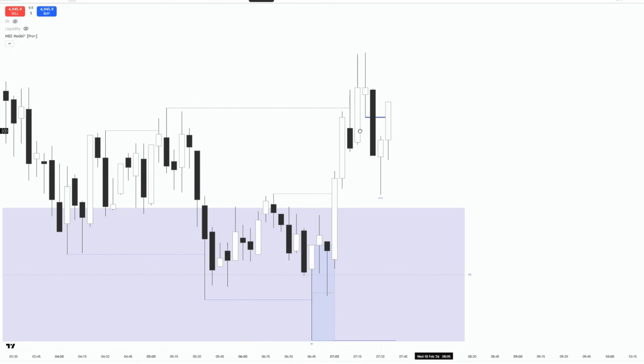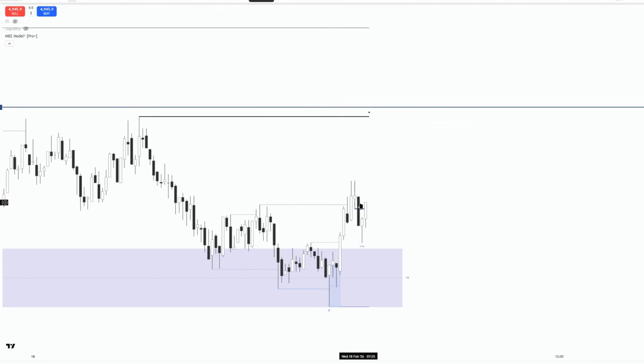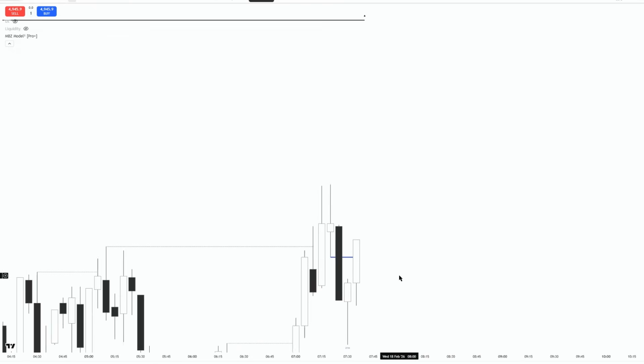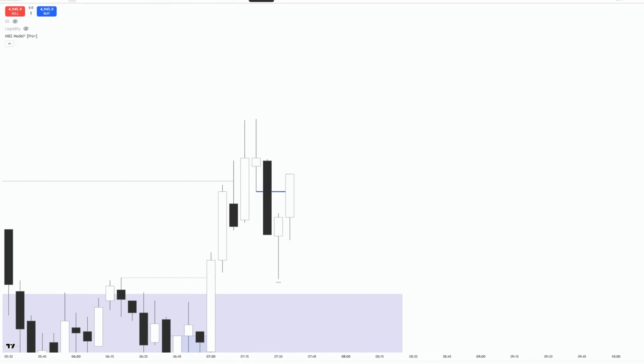Now, what I like to do when that happens, I pretty much already have everything set. We have the key point of interest, reversal already occurring, we have our targets. I can use this as an entry. Sure, that's good enough, but sometimes I like to wait for confirmation on this.